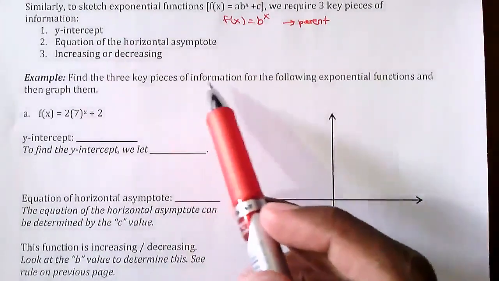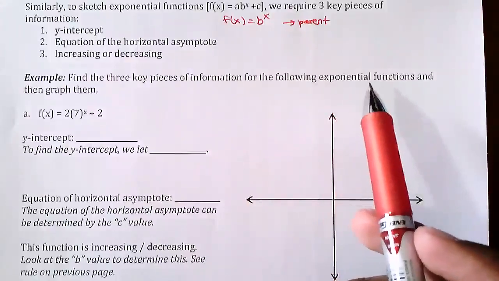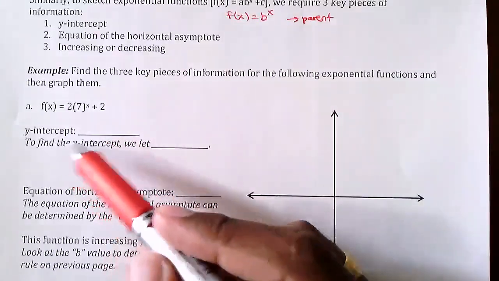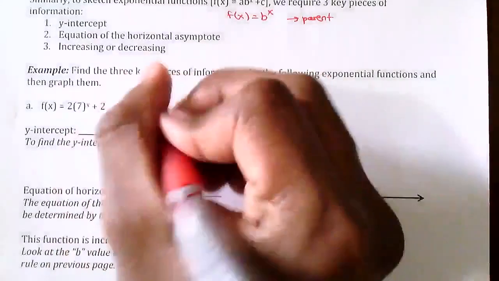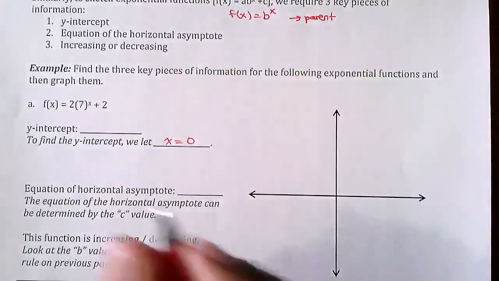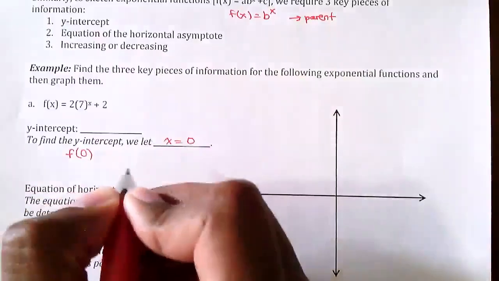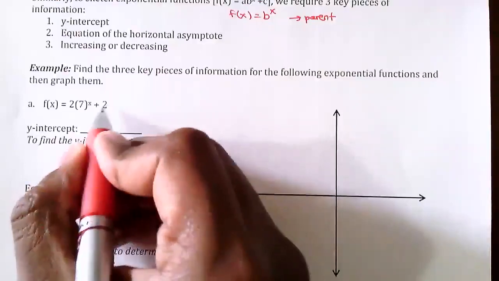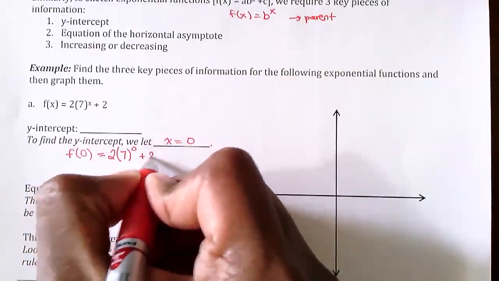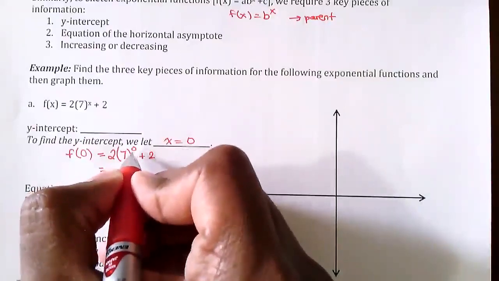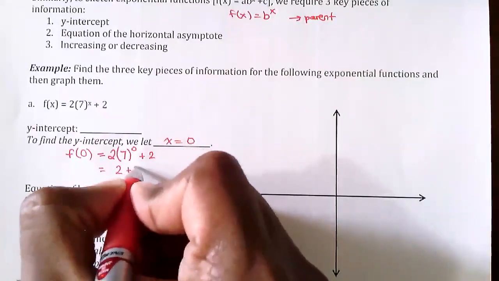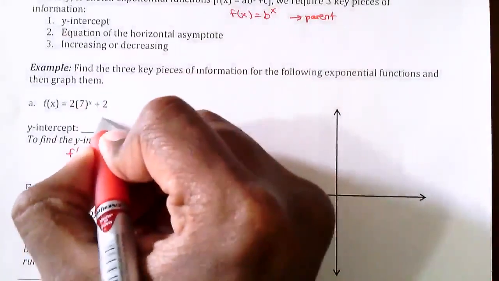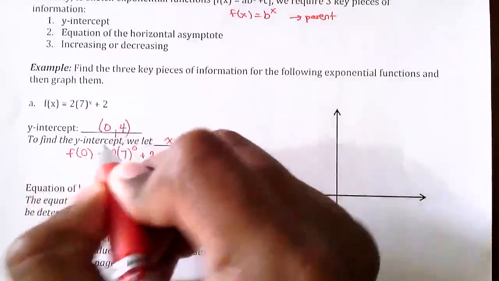Example: find 3 key pieces of information for the following exponential functions and then graph them. The first thing we need to find is the y-intercept. To find the y-intercept, you should all know this, we let x equal 0. So I replace my x with 0, which means on the other side, I also replace my x with 0 plus 2. 7 to the power of 0 is just 1, so 2 times 1 is 2, plus 2, which is equal to 4. Remember, y-intercepts are always written as points. The x is 0, and the y is 4.